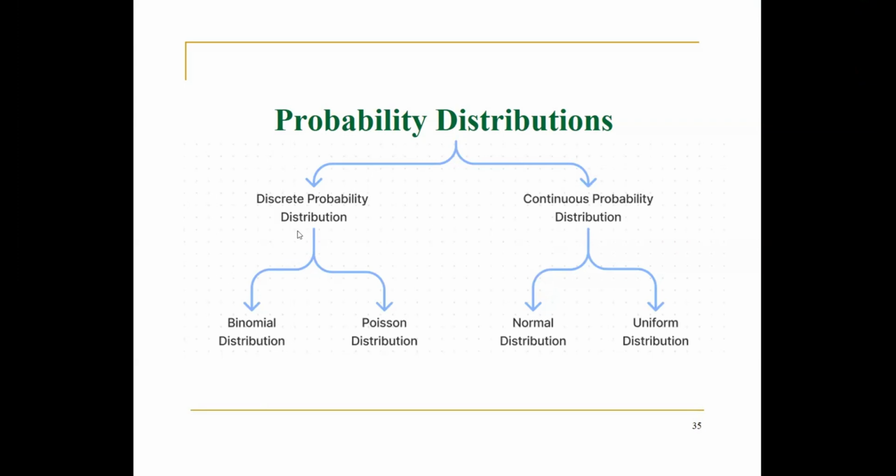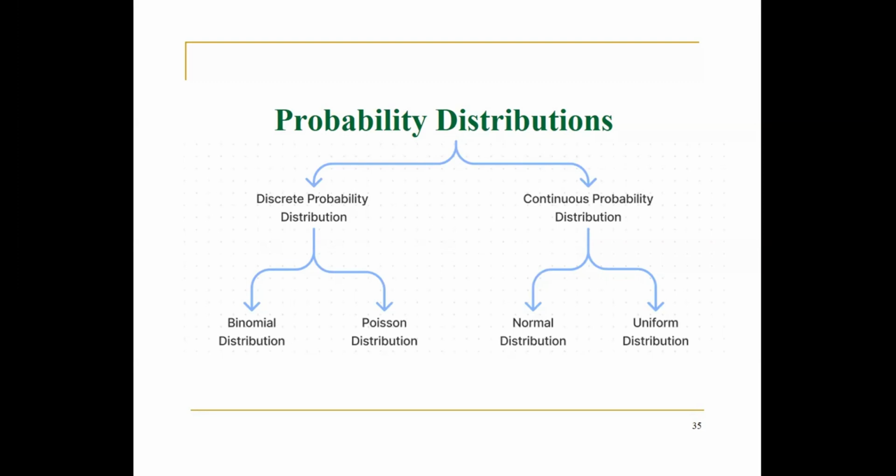Probability distributions can be discrete or continuous. Discrete probability distributions are binomial and Poisson, and continuous probability distributions are normal, uniform, likewise. What do you mean by discrete? As an example, think about rolling a die. You get values like 1, 2, 3, 4, 5, 6. So the values are discrete. Let's say you roll the die 10 times. You will get one of those values each time, right? That kind of distribution we call discrete.